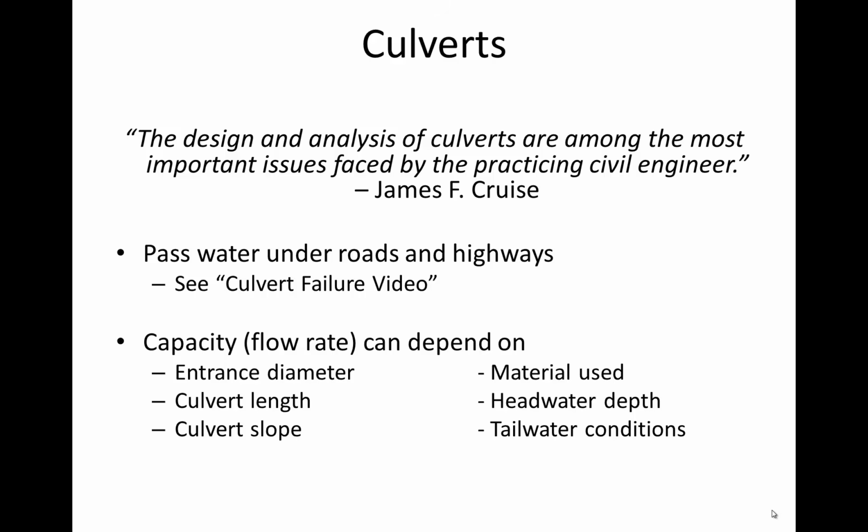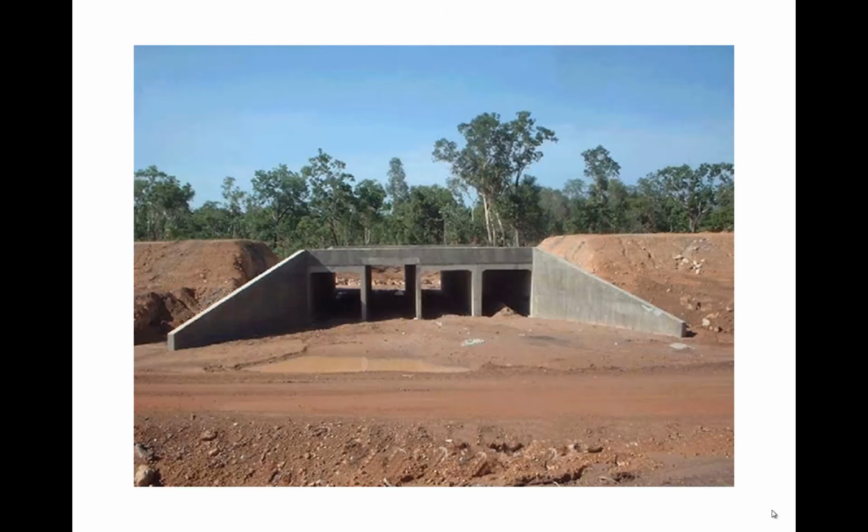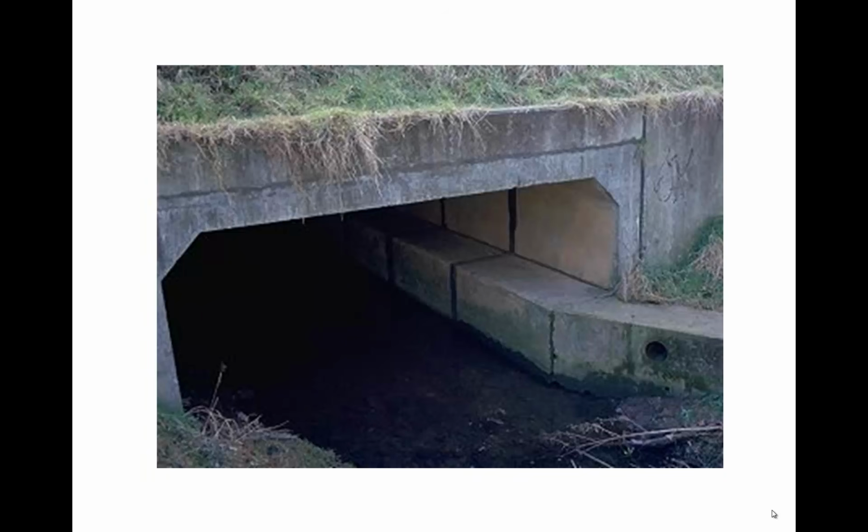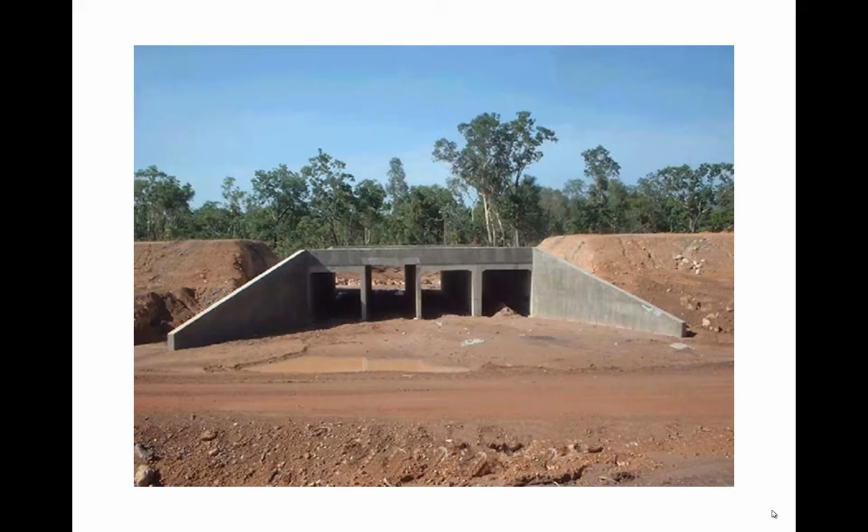There may be several different factors that govern or limit the capacity. And those include the material type that's used, the depth of the headwater, what's going on at the tailwater being downstream of the culvert, the channel that's receiving the flow that comes out of it. A culvert may be a rectangular box structure like this, which is made out of concrete. Also, this looks like a rectangular box culvert, although quite a bit smaller than the one from the previous slide.